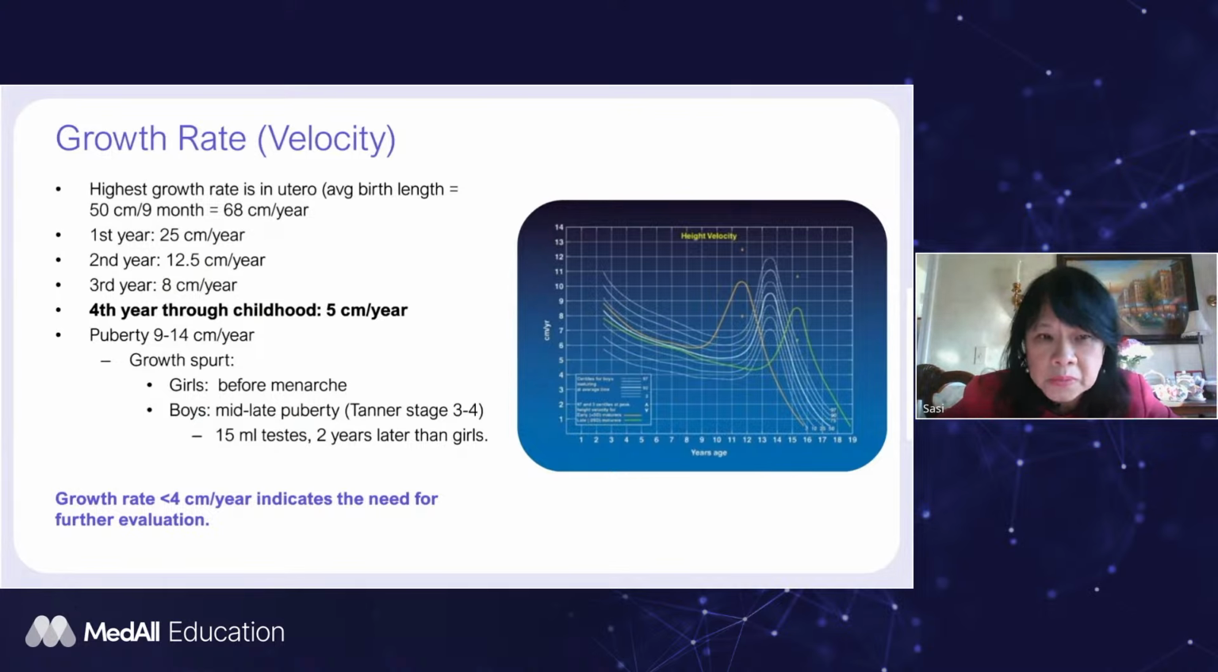Typically girls start having a growth spurt before boys, and that occurs before menarche. For boys, the growth spurt occurs in mid to late puberty, about Tanner stage 3 to 4. If we do an examination during the peak growth spurt, boys have a testicular size of about 15 ml. So the peak, you can see, is about 2 years later than girls.